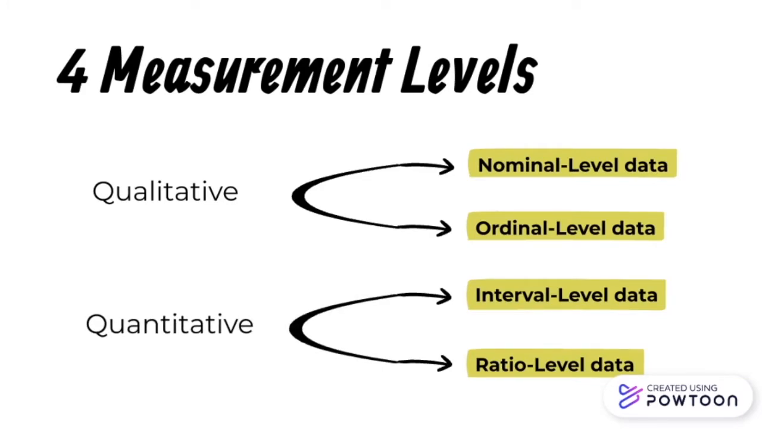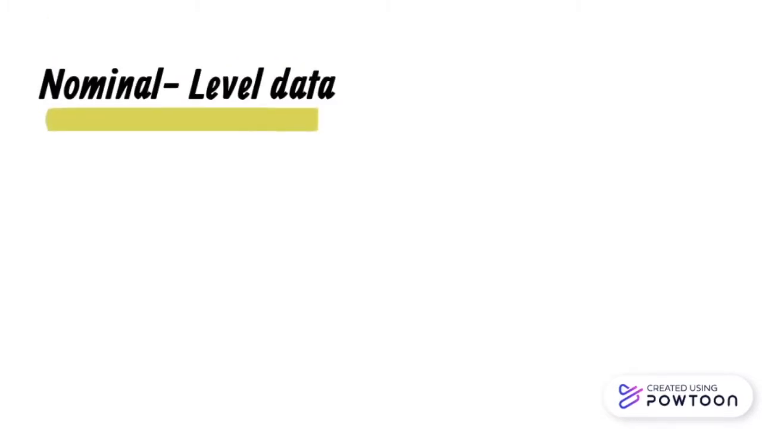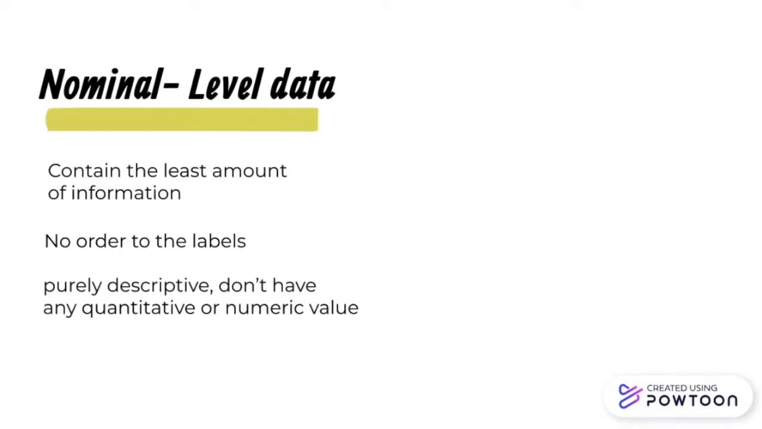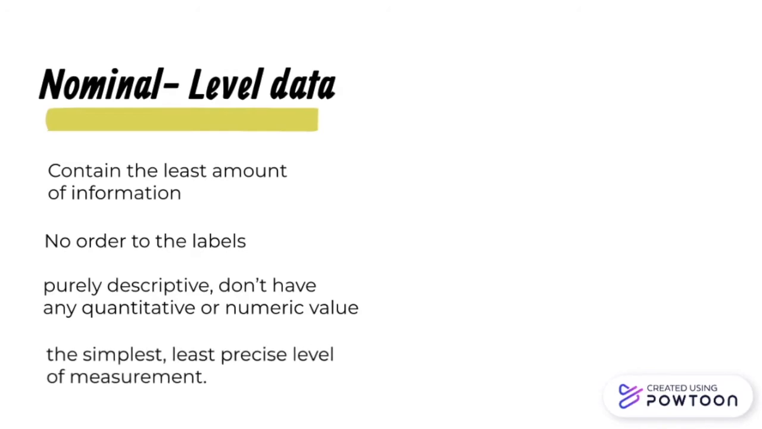We begin with the nominal level data. For the nominal level of measurement, observations of a qualitative variable can only be classified and counted. There is no particular order to the labels, and they contain the least amount of information. They are purely descriptive, they don't have any quantitative or numeric value, and the various categories cannot be placed into any kind of meaningful order or hierarchy. Nominal data is the simplest, least precise level of measurement.